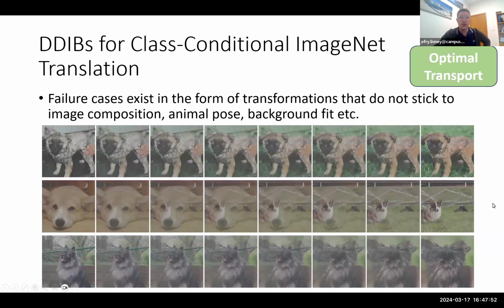Also, in terms of optimal transport, they do share some examples of failed cases, like you see this one in the middle, where they tried to translate from one type of dog to another, and this completely failed in every aspect: the background, the dog, nothing of this translation was successful. And this means that also in terms of optimal transport, we see that DDIBs doesn't completely hold. But as I said, there isn't a theoretical guarantee here for optimal transport. It's just something that they showed that in a simpler case, it actually holds.